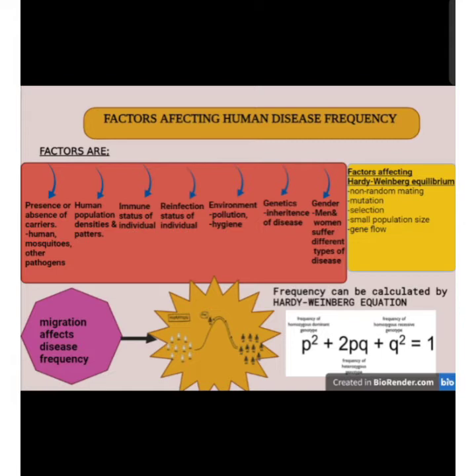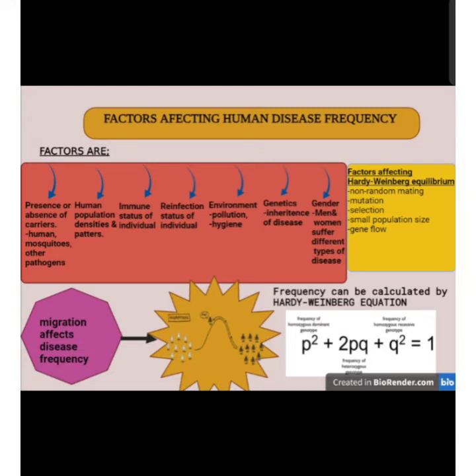First, we need to know what the Hardy-Weinberg principle is. This principle states that allele and genotype frequencies in a population will remain constant from generation to generation in the absence of other evolutionary influences. But due to many factors, the Hardy-Weinberg principle gets deviated and leads to change in frequencies. First factor is non-random mating, in which individuals with similar phenotypes mate with one another, and any departure from random mating upsets the equilibrium distribution of genotypes in a population and also leads to change in disease frequency.